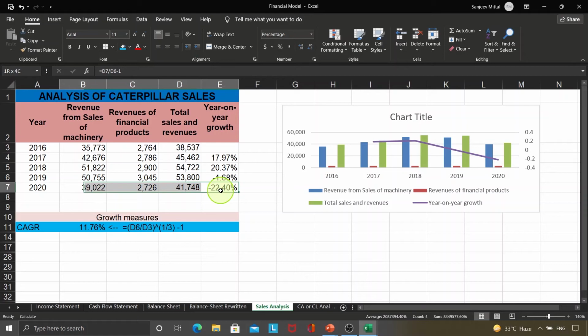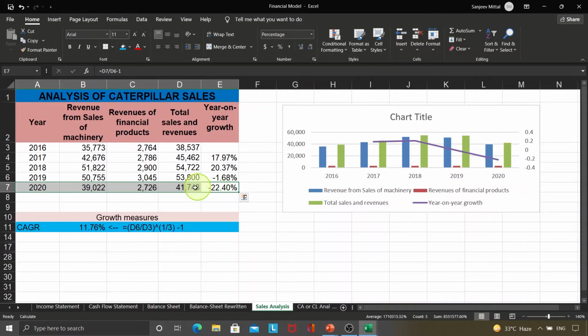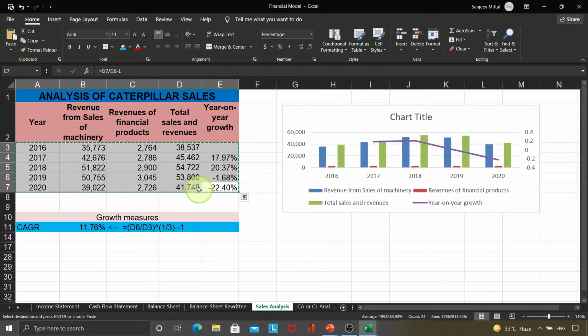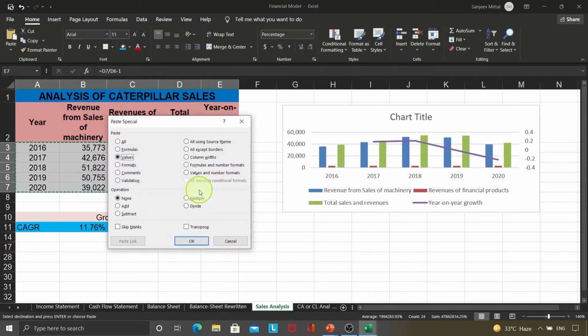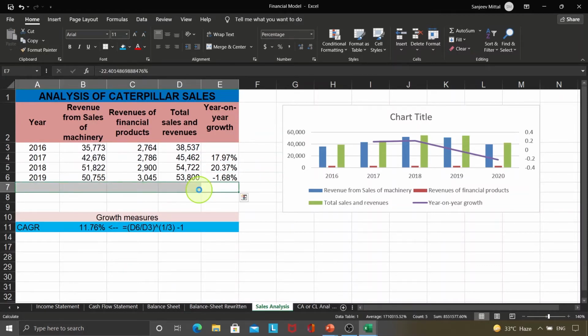So I am removing the details from here, and now it's saying that you can't change part of an array, because I have used the transpose formula. So I am just copying and doing a paste special to these numbers. Now these are only numbers, not formulas. And now I am deleting the year 2020.